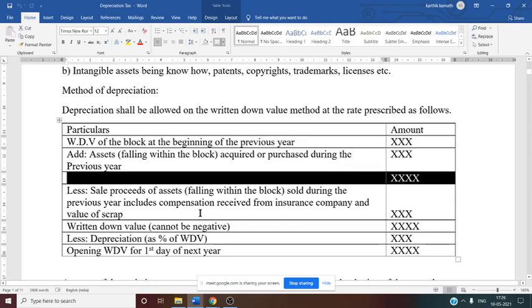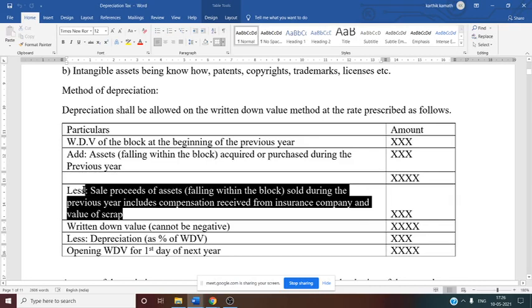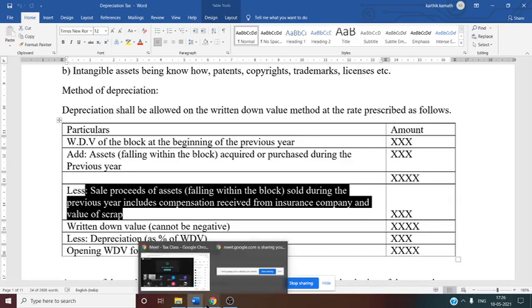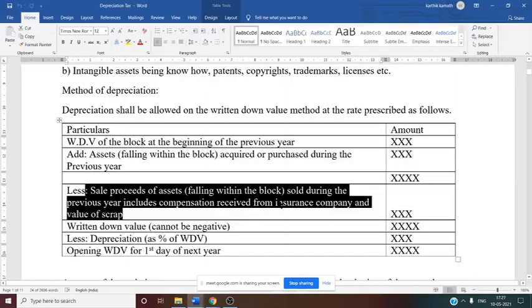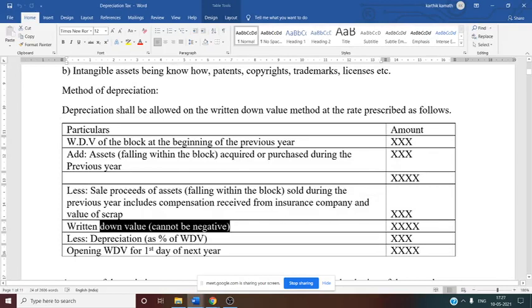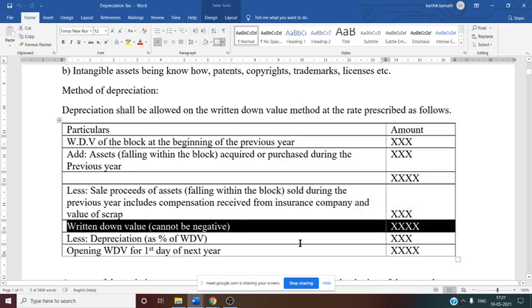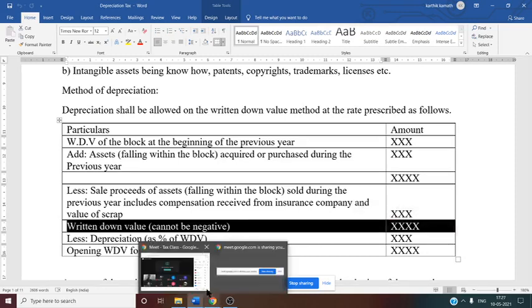From that you have to deduct sale proceeds of an asset. Suppose you have made any transfer to some other parties, or made any sales, you have to write that under sales. So sales we have to deduct, purchases we have to add in the written down value method. Then you will get one more total, that is the written down value before depreciation, and it cannot be negative.